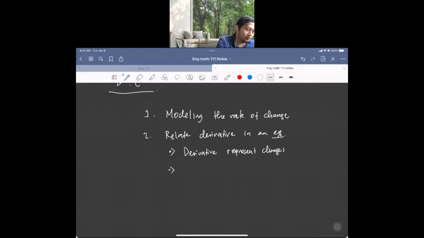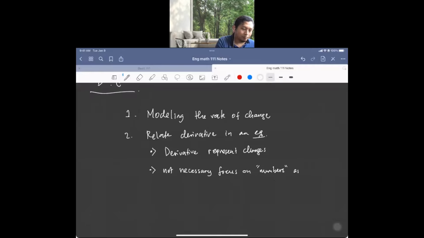And I think, as I mentioned before, we are not focusing on numbers as solutions, but on equations as solutions. As I mentioned, we have the differential equations. What we are going to find is the function itself, the function itself for that differential equation.